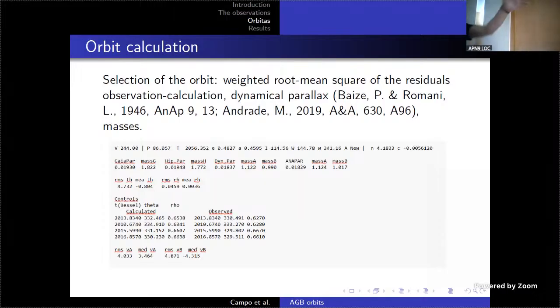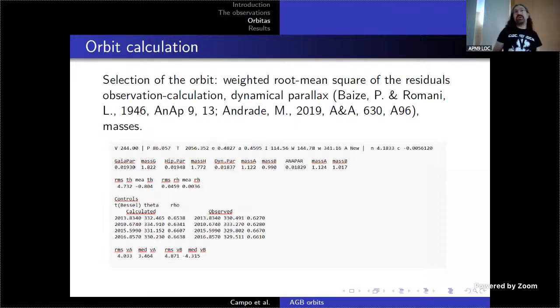This is a typical result of one of them. But sometimes this is not a good method because for some binaries, mainly, we have a very short arc of observations. The root mean square error of these residuals is very similar for all the orbits, so we cannot decide among them.